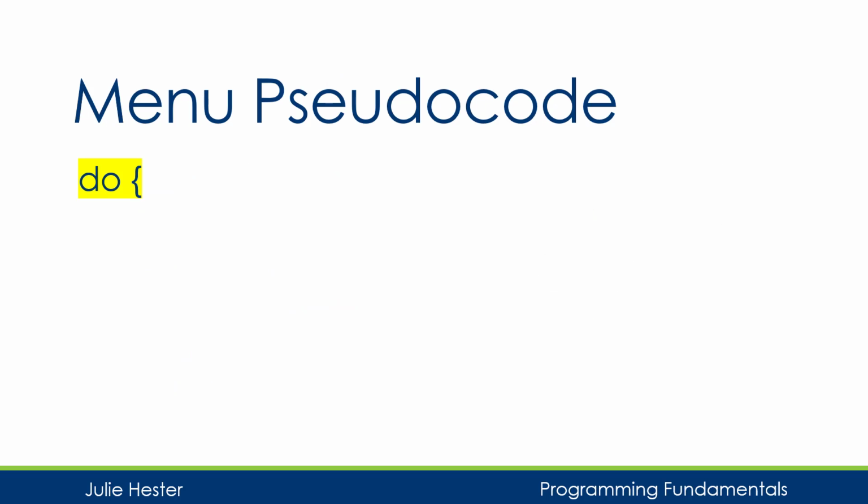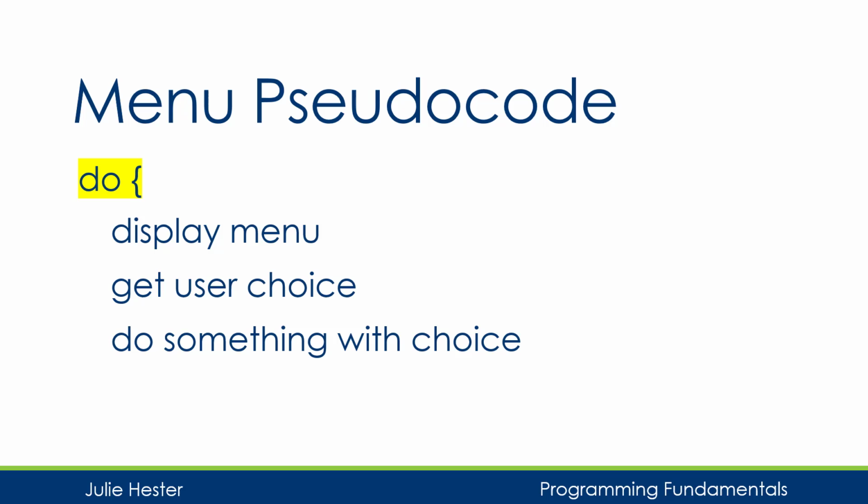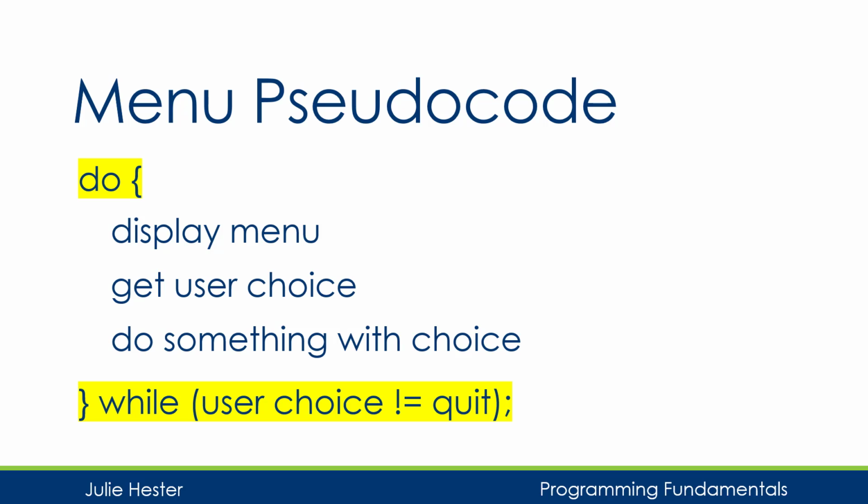So let's take a look at how this can look with pseudocode. I'm going to use a do-while loop for my menu because with do-while loops, we'll always execute the loop body at least once, and I want to display the menu at least one time. So I'll begin by showing the menu to the user. I'll get the user's choice. I'll do something with that choice. And then I'm going to go back up to the top of the loop and execute it again until the user chooses to quit or selects whatever option I have shown for quit.